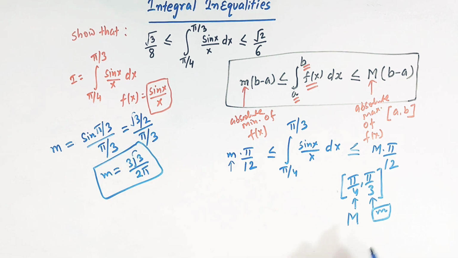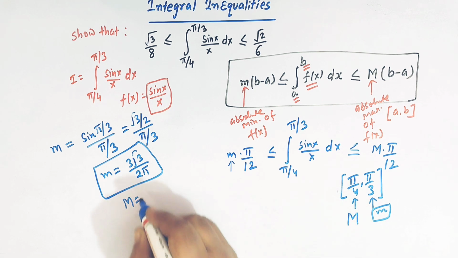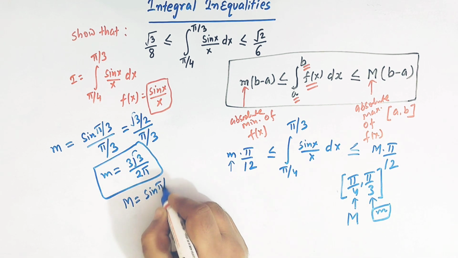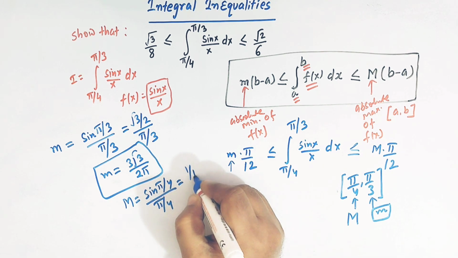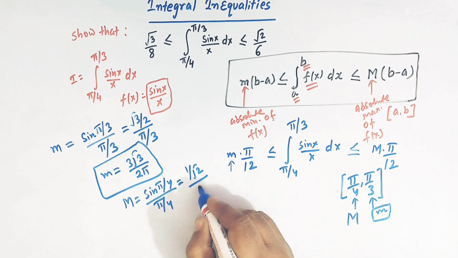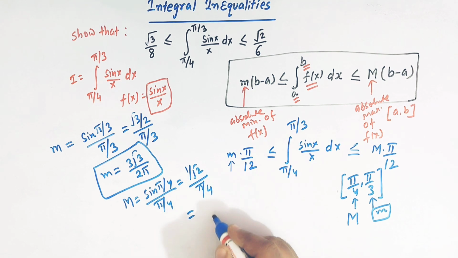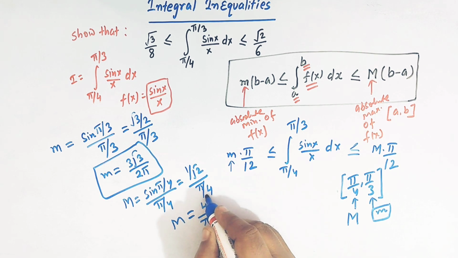Now the value of capital M can be obtained at this value, that is pi by 4. So we have sine pi by 4 divided by pi by 4. Sine pi by 4 is 1 over root 2. This is pi over 4. So this is 4 over pi times square root of 2.